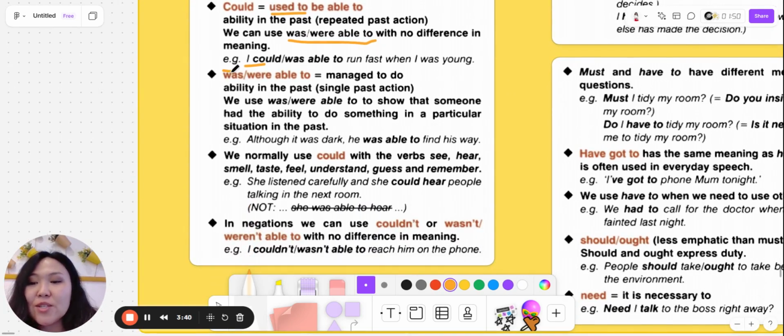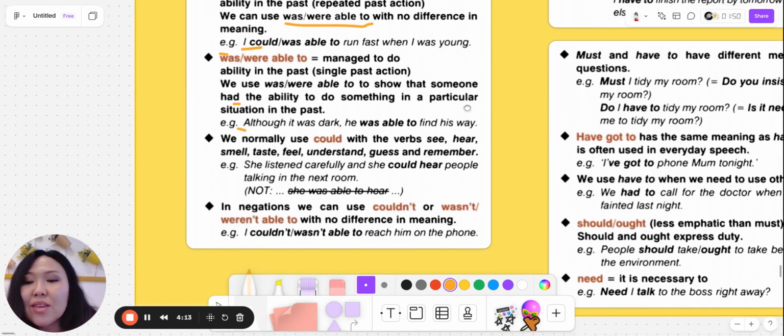Next ones, we need to know that was, were able to means that we managed to do something. It was really hard, but we did it. It's ability in the past, a single past action. And we use it to show that someone had the ability to do something in a particular situation in the past. Although it was dark, he was able to find his way. So it was dark, it was a little bit hard for him, but anyways, he was able to do it.